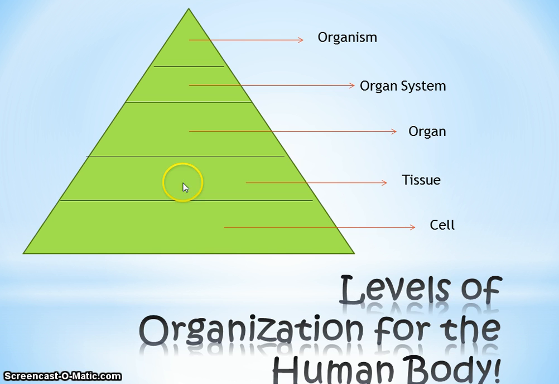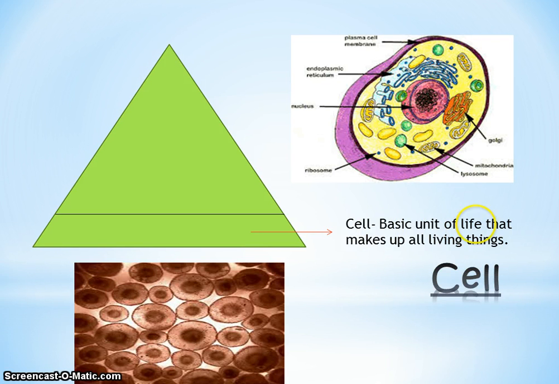What we're going to begin to talk about now is what each of these things mean, and then how they're organized from there. All right, so let's get started with cells. As you guys know, cells are the basic unit of life that makes up all living things. This is the basic level. If we go down to the very basic level, we are all made up of cells. Okay, there's nothing new there.